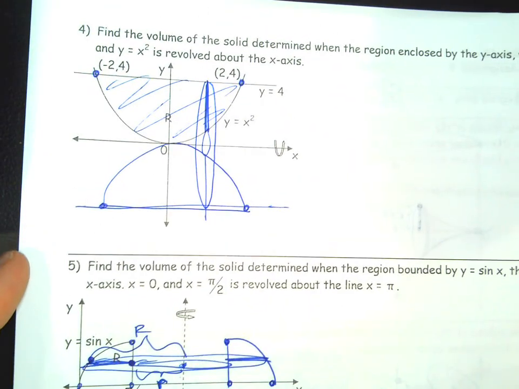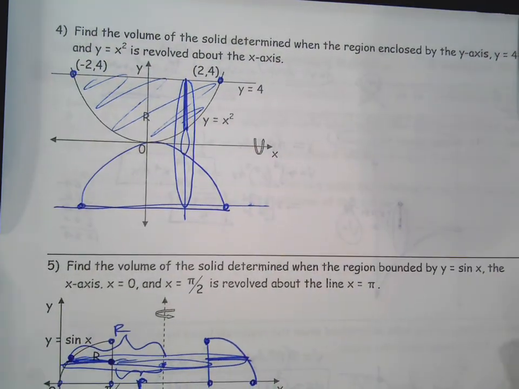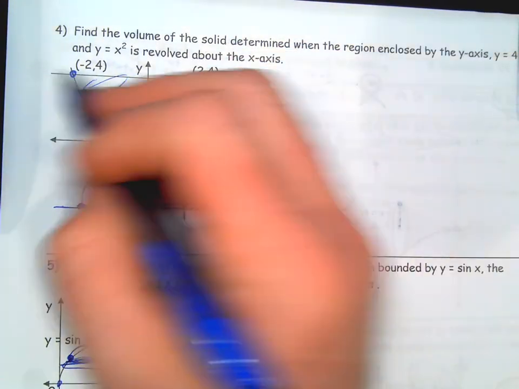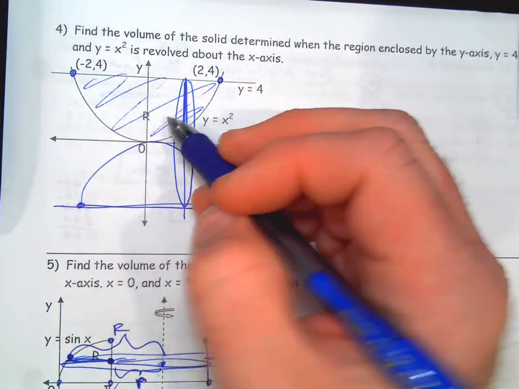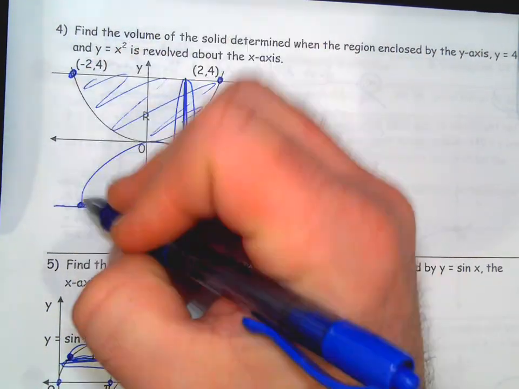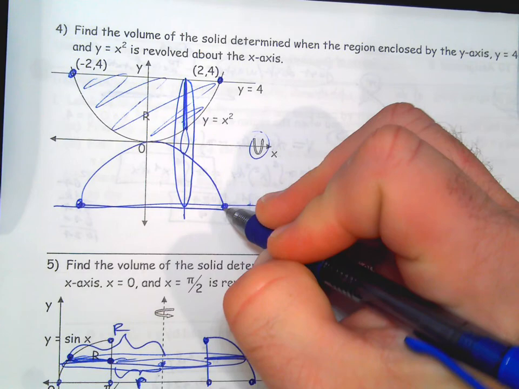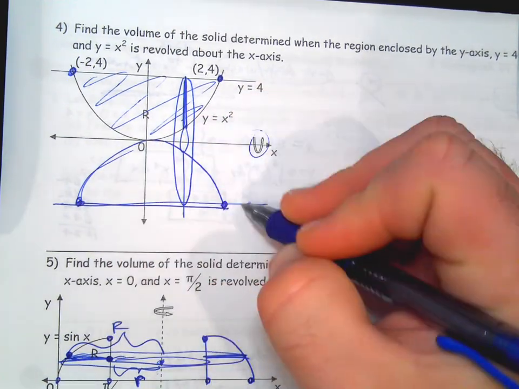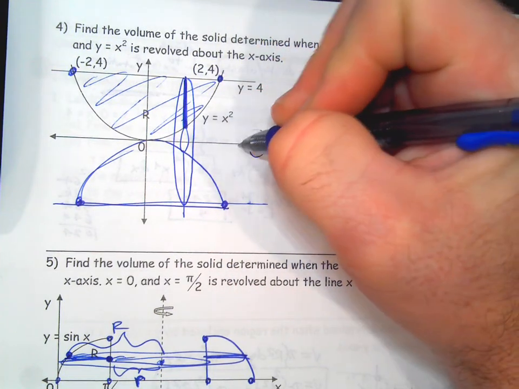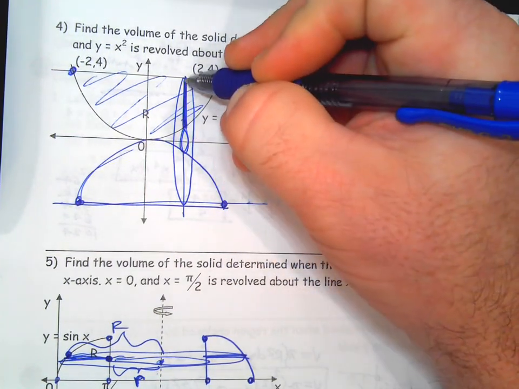Okay, so this one, y equals x squared parabola. Y equals 4 is a horizontal line. So this is the original region, and we're spinning it around the x-axis. So I take the corners and transfer them, draw the other half, and draw one slice vertical, perpendicular to the axis of rotation. Turns out vertical this time.